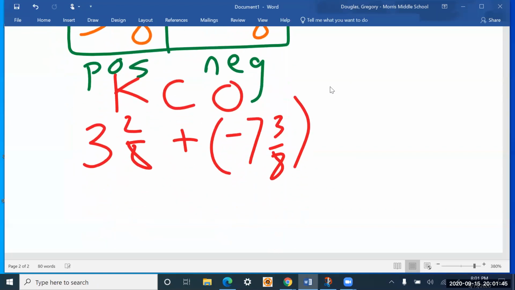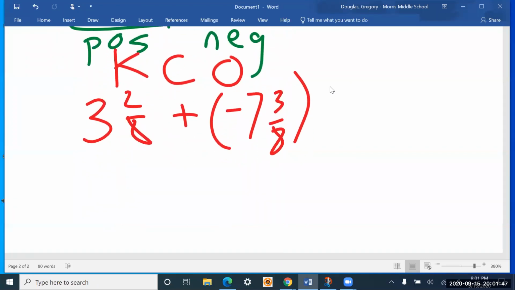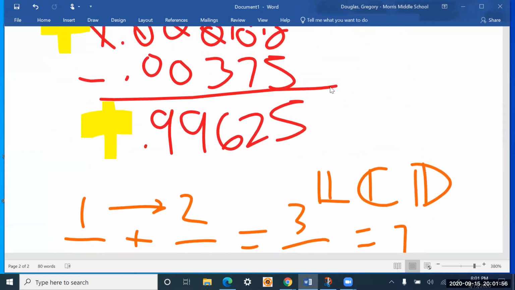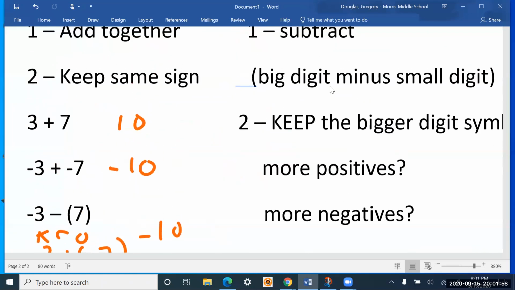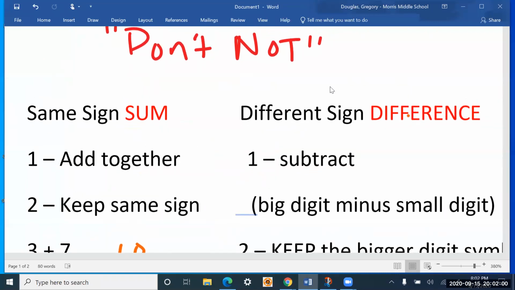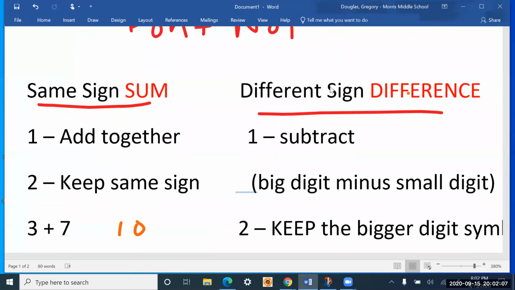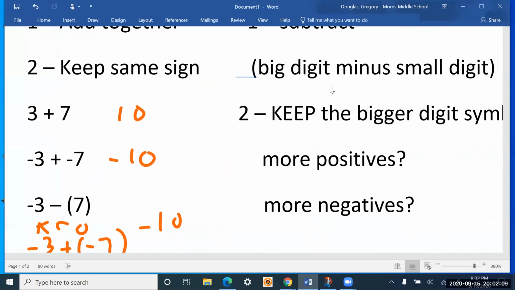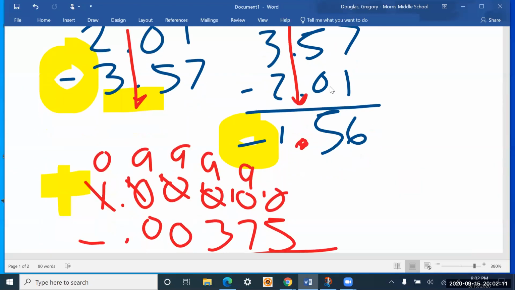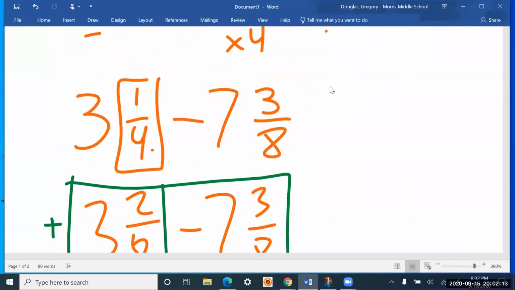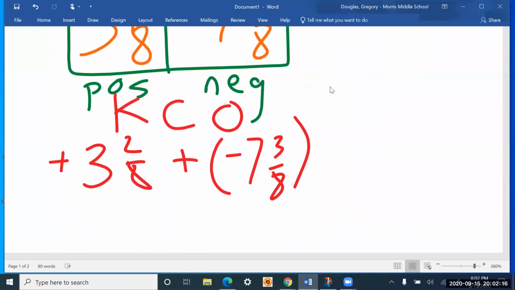Now you can see directly in front of both numbers, is it same sign or different sign? Well, that's a positive 3 over there, and that's a negative 7. So now you see it's different sign rule. Different sign rule, I always forget: same sign sum, different sign difference. I joke and say we should say that 100 times each. Same sign sum, you just find the total, and then you keep the same sign. Different sign difference, we need to subtract the bigger digit minus the smaller digit, and then keep the symbol. So there's more negatives, I can tell you right now. There's more negatives than positives here. So my answer is going to be negative.